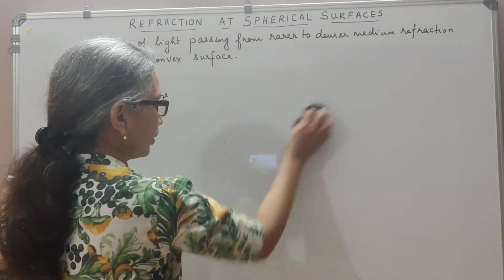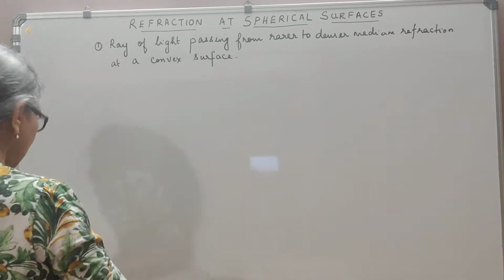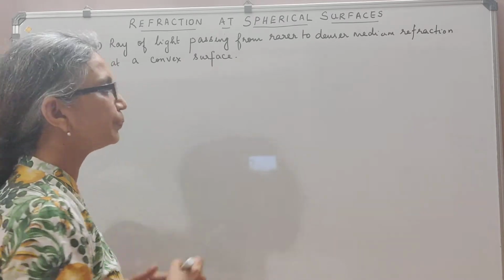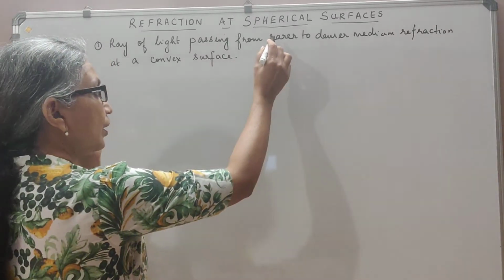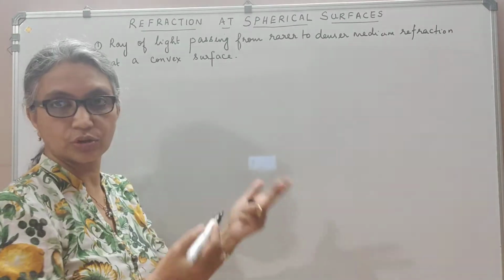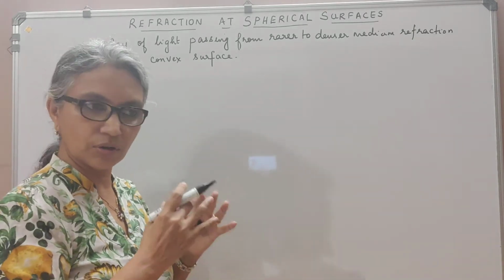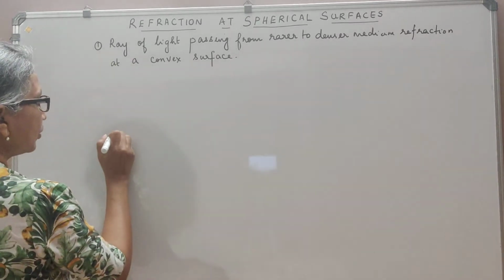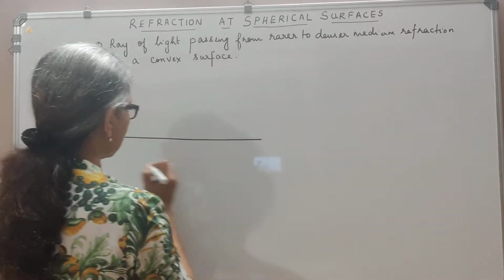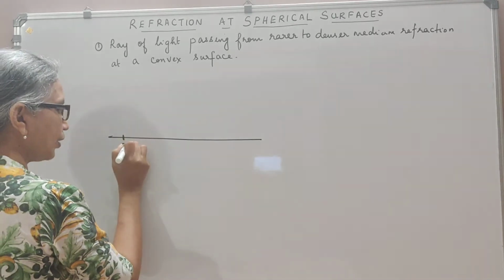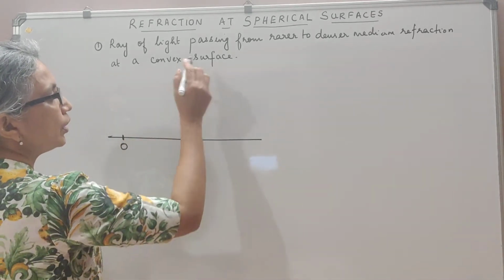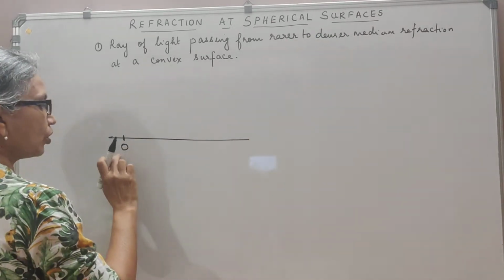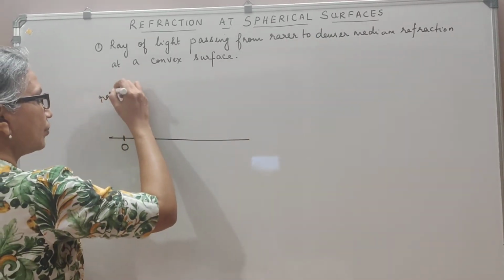Okay. So now we are going to draw the diagram, because I feel once you know the diagram, the whole derivation is very easy. So we need a ray of light to pass from the rarer to the denser medium. By convention, for all our derivations, we are going to keep the object on the left side. So let me first draw the principal axis. I'm keeping the object on the left side, as I told you before. We need the ray of light to pass from where? Rarer to denser. So naturally the object has to be in the rarer medium.